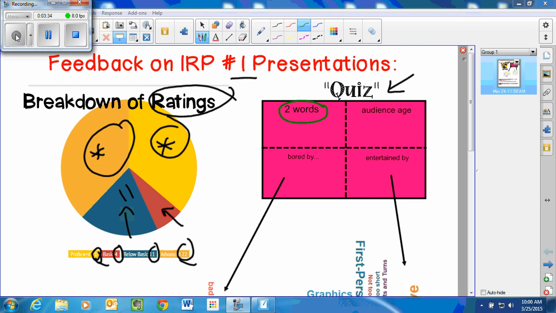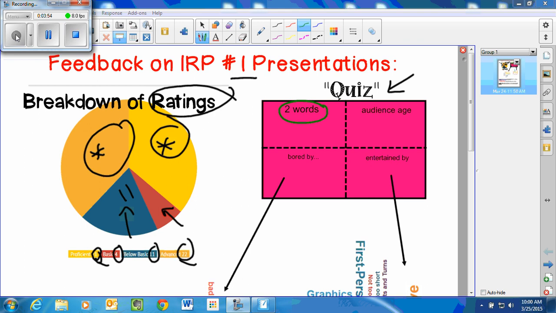So do you remember how I said nobody wrote down the word entertaining? Everybody forgot that it was supposed to be entertaining. And that is the area that we're going to focus on for our next independent research project. You guys know how to organize stuff very, very well. It's the entertainment piece of it where you can shine with your creativity.